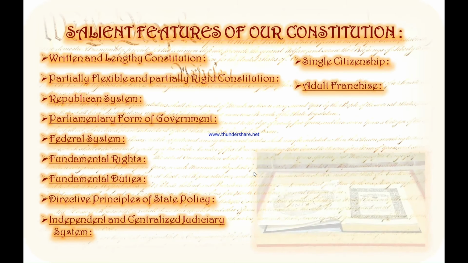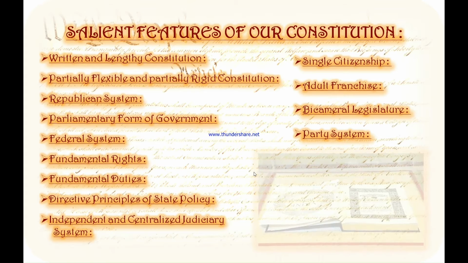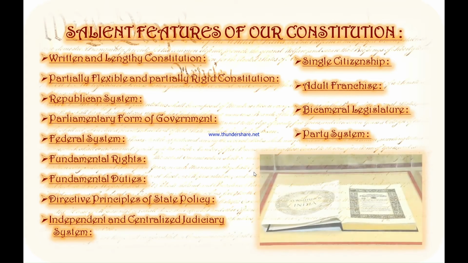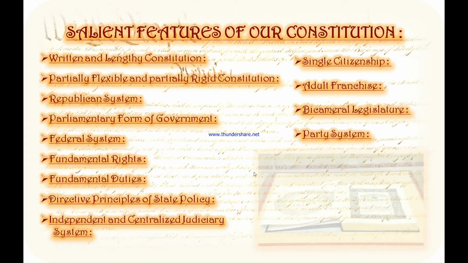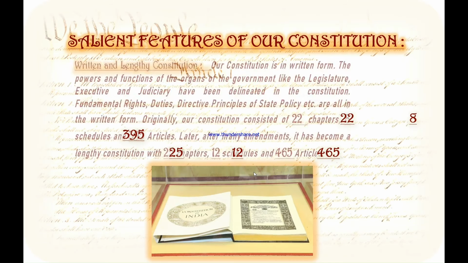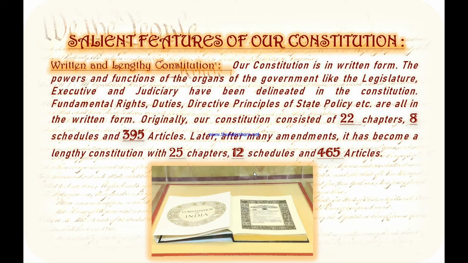An independent and centralized judiciary system is advised. It provides for a single citizenship. It follows universal adult franchise. It's a bicameral legislature and follows the party system. Now let's learn the salient features in detail.